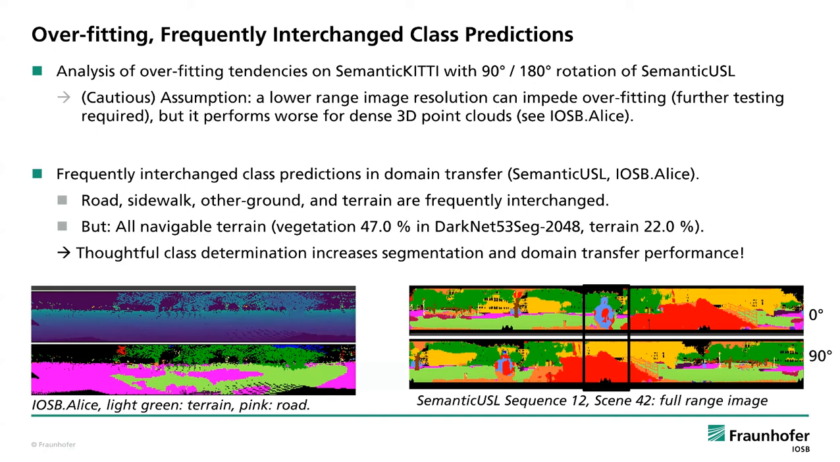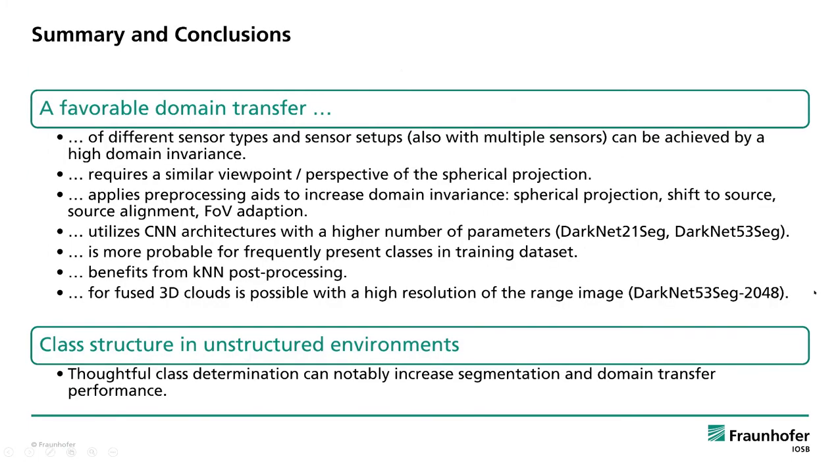So for unstructured environments, it would be very helpful to have a class structure that, for example, only uses navigable terrain, where you just can go with your robotic platform, with no separation into many different classes if you do not use color information for your segmentation.